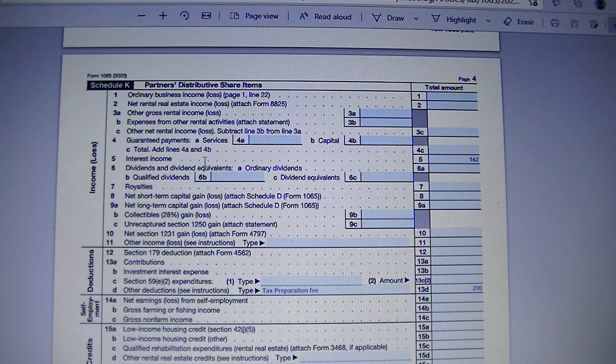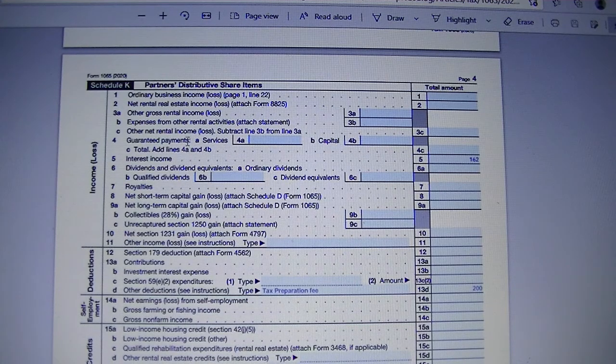So interest income, that's where we put our number. Interest income could be from the bank, it could be a CD, could be a portfolio. So interest income will go on line 5. Dividends and dividend equivalents, ordinary dividends, qualified dividends, dividend equivalents, they'll go on line 6a, b, c, whichever is related to your situation. Royalties, if you have royalty income, will go on line 7. If that's all your income was during the year, then that's line 7. And in this case, it's just line 5, interest, and it was related to real estate.